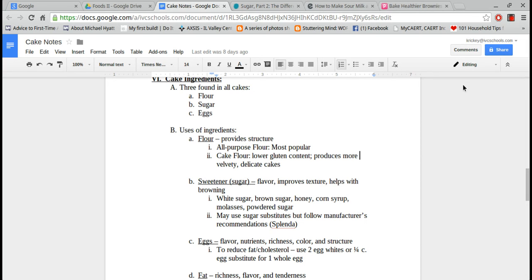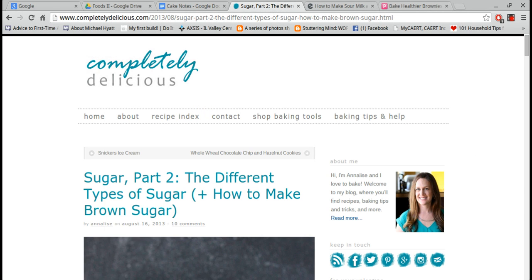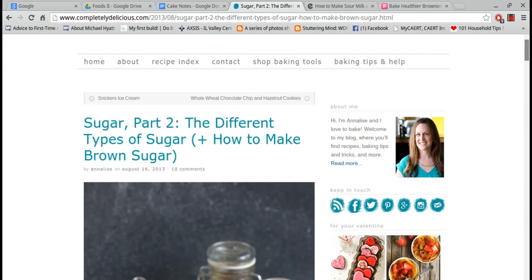Sweeteners, they improve flavor, texture, and help with browning. If you make some kind of cake and it doesn't look the right color, you might have missed some of your sugar. There's several different types of sugar you can use. Here is a website that has some visuals of them.